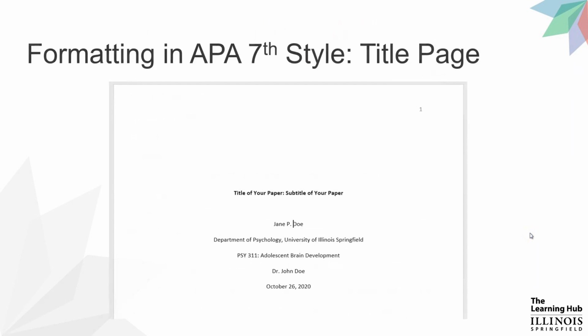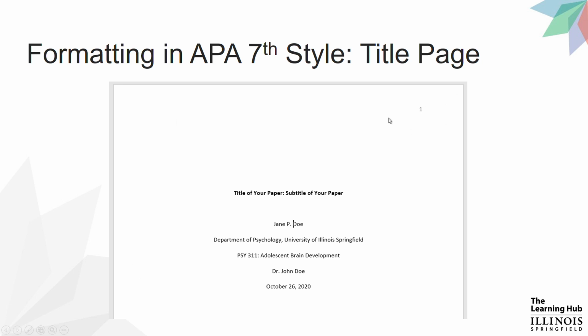An APA title page looks like this. The APA 7th edition has now designated student formatting guidelines so that students don't have to format their papers the same way that someone hoping to publish their paper in a journal would, and it allows you to include other information like the class and your instructor and the due date. But it would look like this.